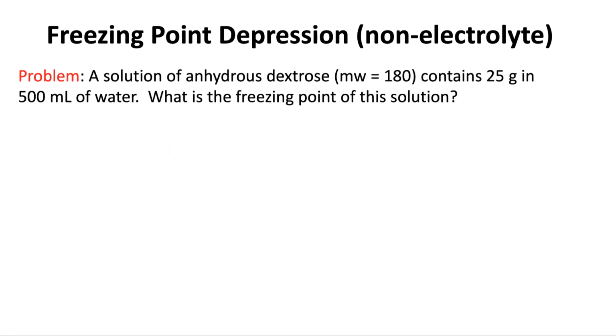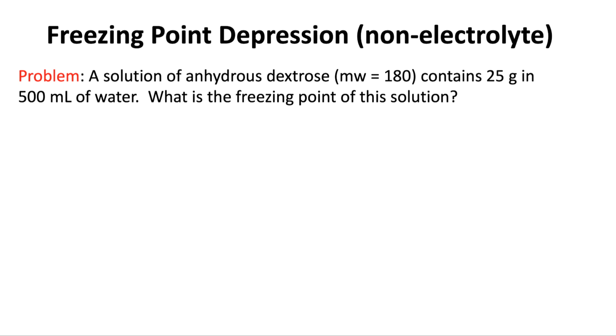All right. Let's move on a little bit and make another permutation here. We'll still stick with non-electrolytes, but let's make it a little more difficult. So the problem reads, a solution of anhydrous dextrose with a molecular weight of 180 contains 25 grams in 500 milliliters of water. What is the freezing point depression of this solution?